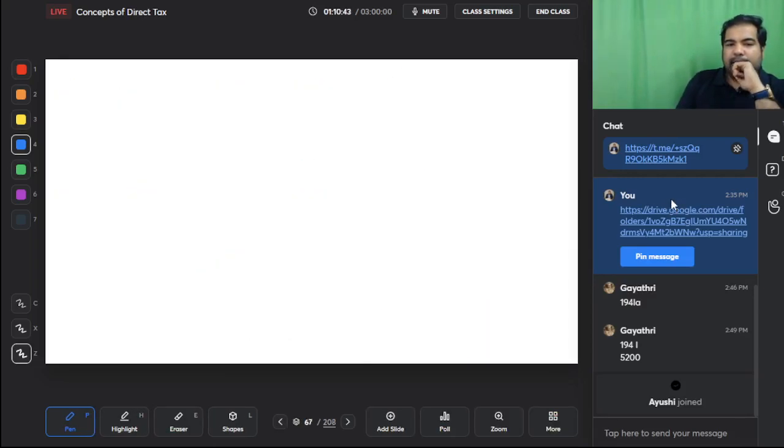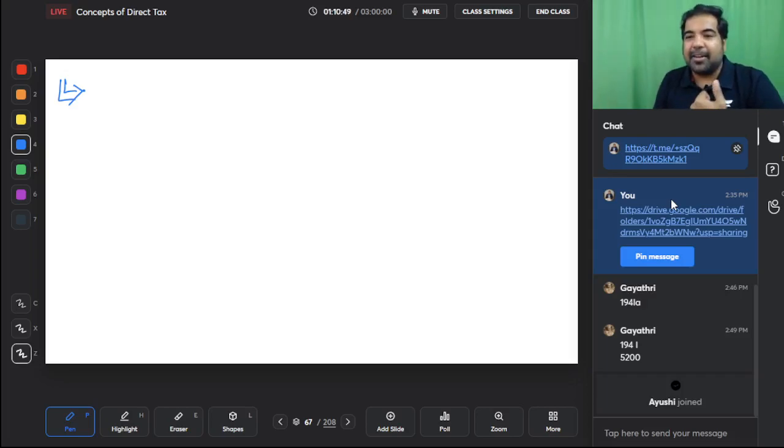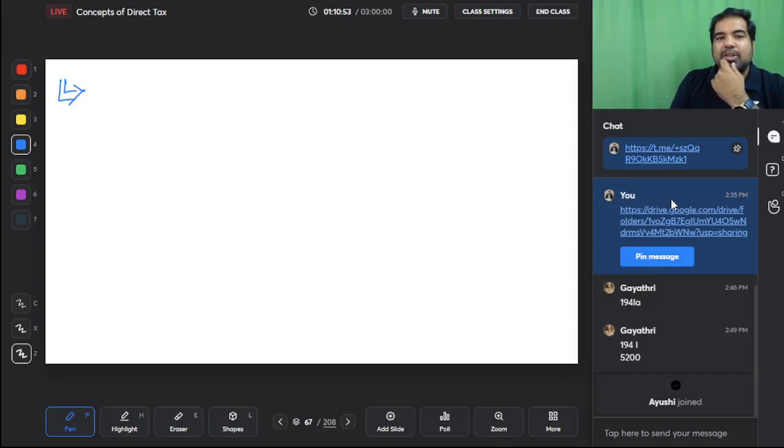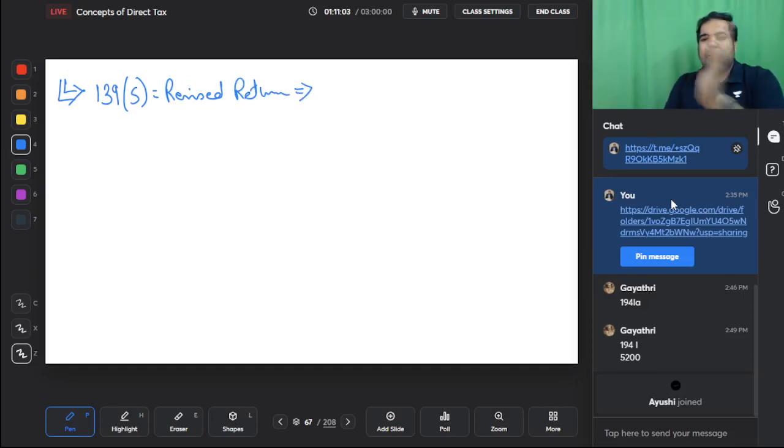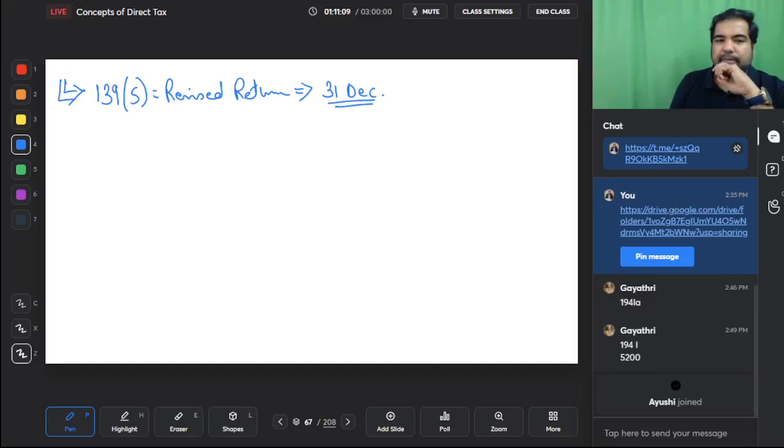Alright, guys, I have filed my return, but I just realized I made some mistakes. Common mistakes are 80 TTA deduction you have not taken, 80 GG Ghar Ghar deduction you have not taken. So in that case, can I revise my return? They say yes, you can revise your returns as many times as possible. Earlier you could revise it till the end of the assessment year, now up to 31st December, or by the time you are assessed, whichever is earlier.